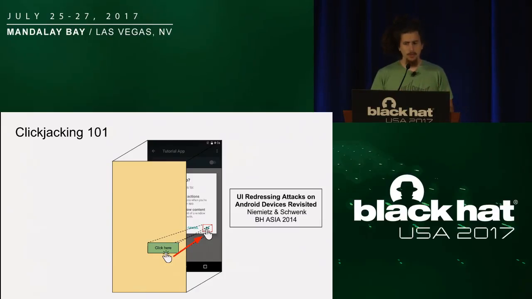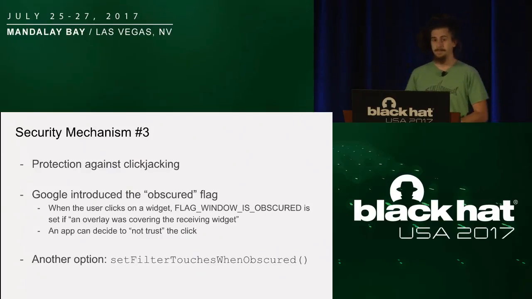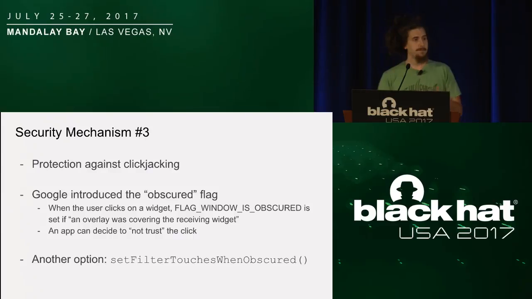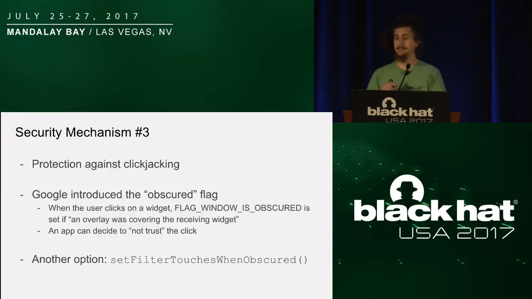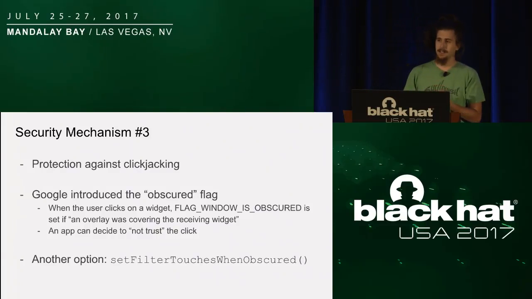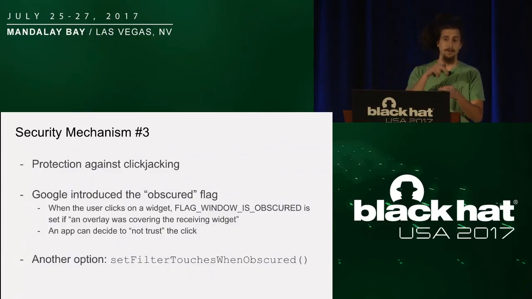And what Google did, as I said, is to implement a protection mechanism which we call the obscured flag. The way it works is the following. Basically, when you have a widget and it's going to receive a click, there is a flag that is going to be set if and only if the click actually went through another overlay. So the OK button can understand, hey, there was something on top of me, I'm not going to trust this click. Another way of implementing this is to call this method, setFilterTouchesWhenObscured, which basically means to tell the framework: please, if there was something on top while I got clicked, don't even deliver the click to me. I don't want to know about this.